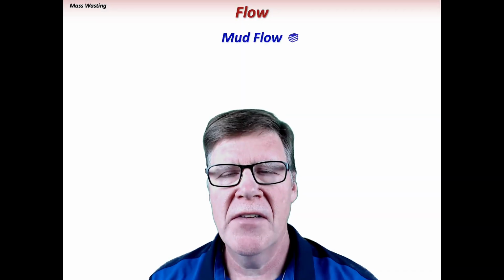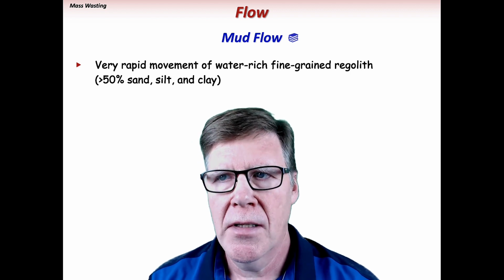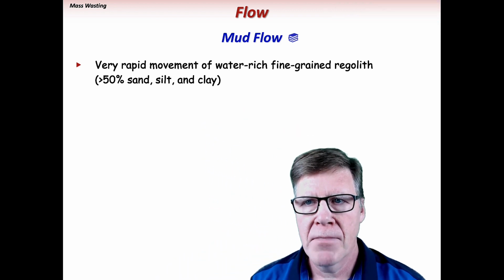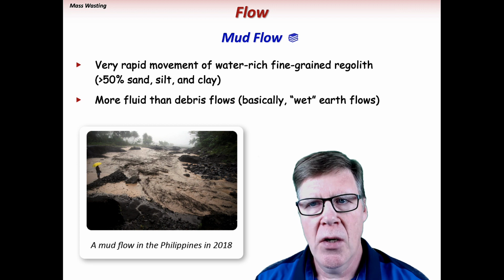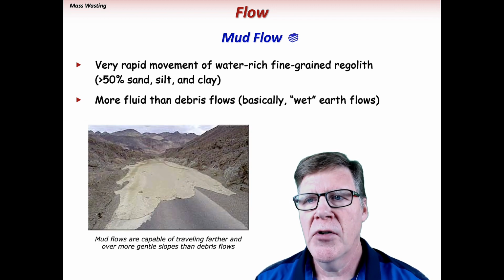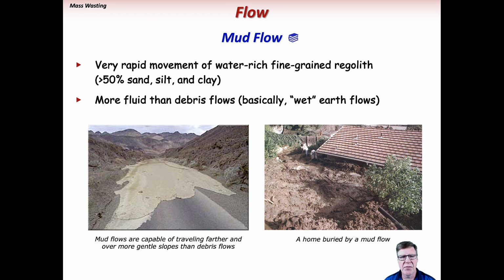Mud flows are the very rapid movement of water-rich, fine-grained regolith that contains more than 50% sand, silt, and clay. These are more fluid than debris flows. They are basically like wet earth flows. This image shows the fluid nature of a mud flow, while this one shows the end result of a mud flow event.